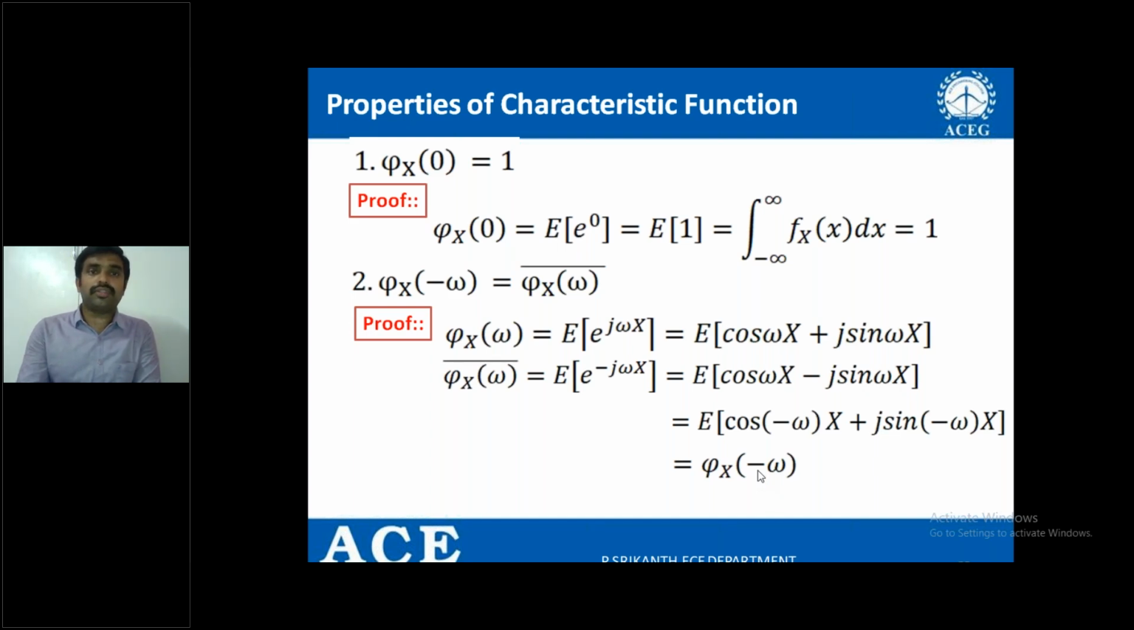Right? So coming to the third property. I repeat, the first property is phi x of 0 equals 1. The second property is phi x of minus omega equals phi x of omega bar. Coming to the third property: if the random variable is multiplied by a constant a, then the characteristic function will be equal to phi x of a omega. That is, phi ax of omega equals phi x of a omega.